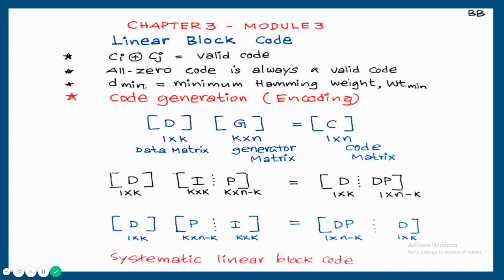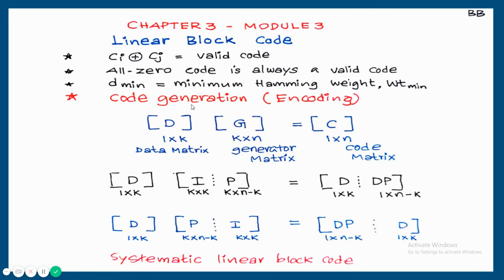For a linear block code, the minimum Hamming weight is always d minimum. So very easily the d minimum can be determined. Just get the minimum Hamming weight. The minimum Hamming weight is always d minimum for a linear block code.